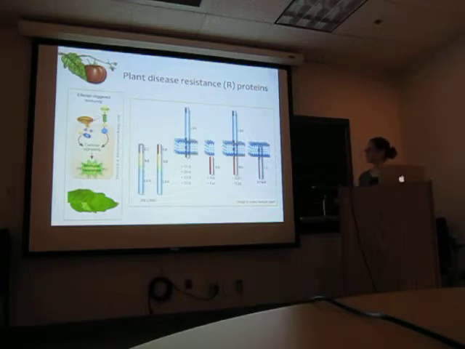And then another type are these receptor-like proteins, exemplified by the Cf proteins, which are fungal resistance proteins from tomato as well. And these have an extracellular LRR.